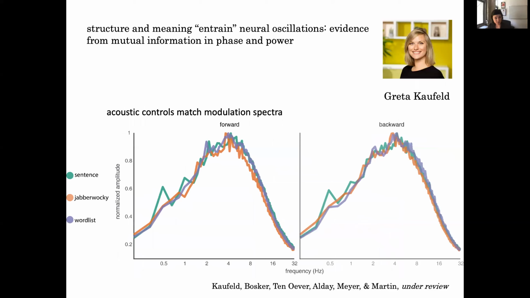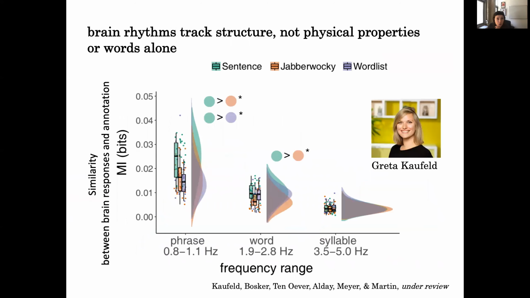And then you can see from the modulation spectra that we have for each condition a forward version and a backward version. It's important to see that there's not a lot of difference between what's actually in the physical signal for each of these. And crucially, we've got the closest difference between sentence and Jabberwocky, with word lists being slightly different, which is to be expected. But crucially, what Greta finds is that the brain rhythms track the most structured condition, the sentence condition, over and above when the physical properties are carefully controlled for, and over and above words alone, right?